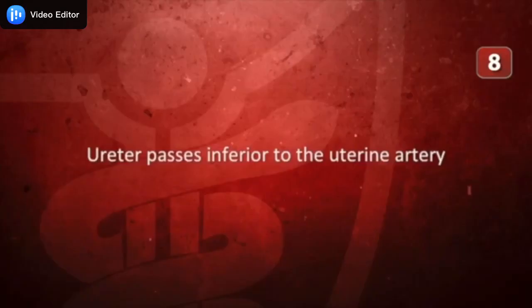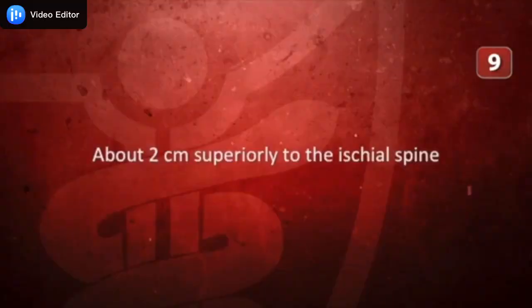The first question says, does the ureter pass inferior to or superior to the uterine artery? Remember, it's water under the bridge, so the ureter passes inferior to the uterine artery. And then, where's the point at which the ureter crosses the uterine artery? It crosses about 2 centimeters superior to the ischial spine.